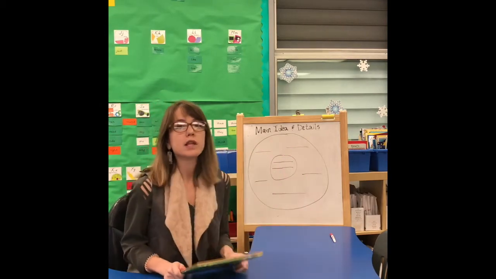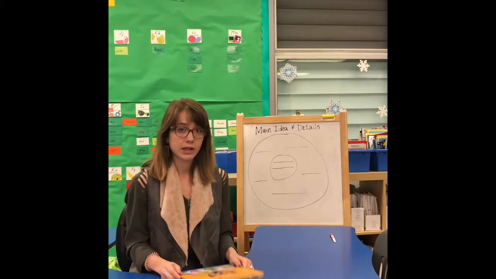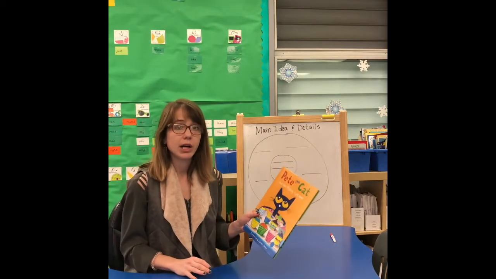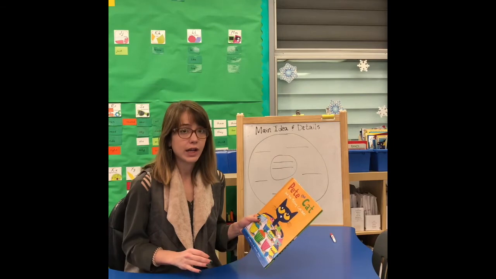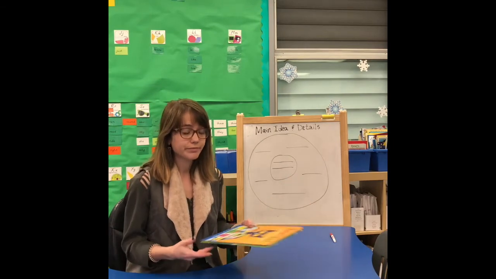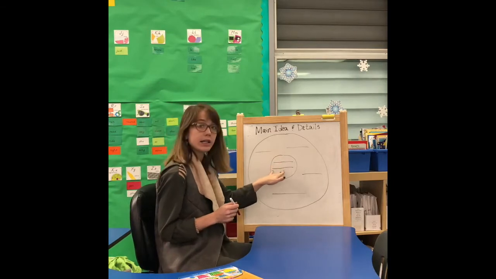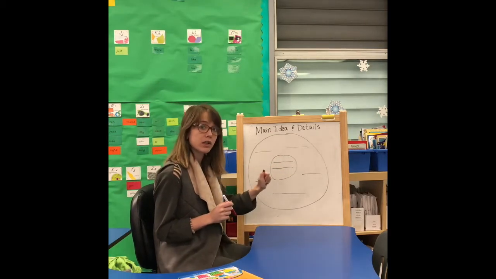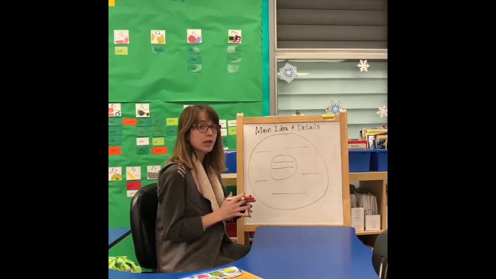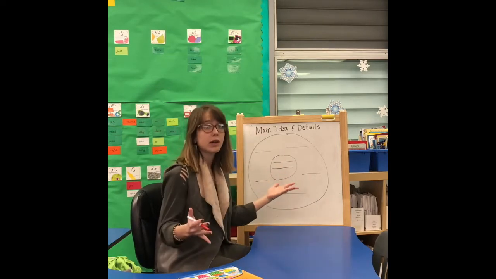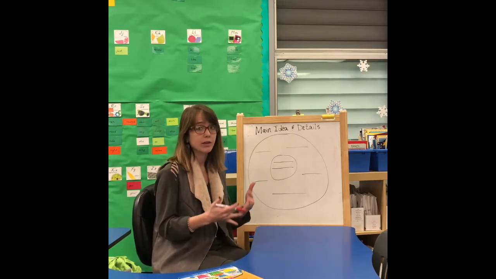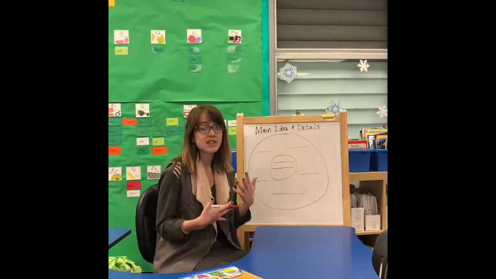So you want to sum up the main idea in one sentence. I would say this story is all about Pete the Cat trying to find missing cupcakes. I'm going to write that here in the center circle, because throughout the entire story, Pete the Cat was trying to find missing cupcakes. I want my sentence to be brief.